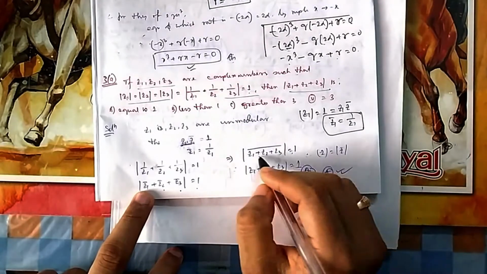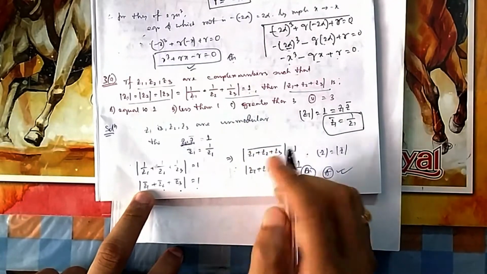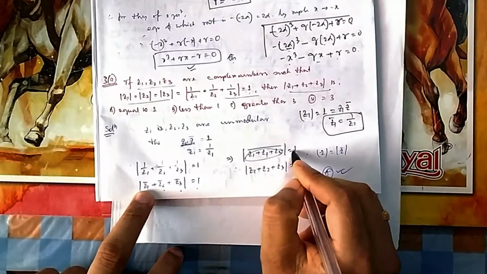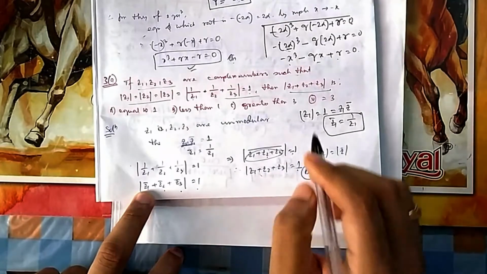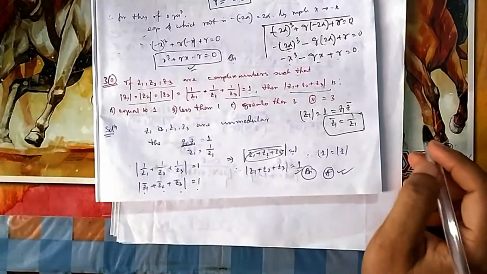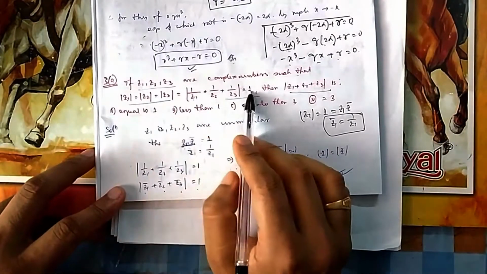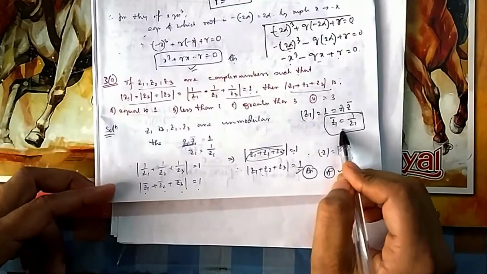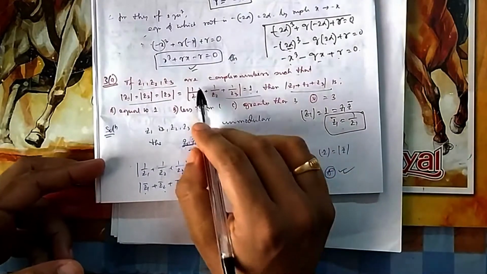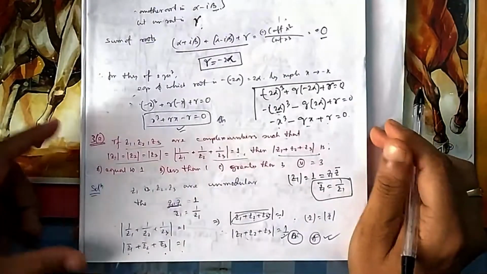So this is 1. You can write the overall bar is equal to 1. Suppose this entire thing you treat as Z, then mod Z bar is equal to 1, so mod Z is also 1. They ask you this one only, so this is 1. Directly we are getting it. So the hint comes from here: mod Z1 is 1, therefore Z1 bar is equal to 1 by Z1. If you take the inverse, it will be just the conjugate. So in every question you will find some hint.